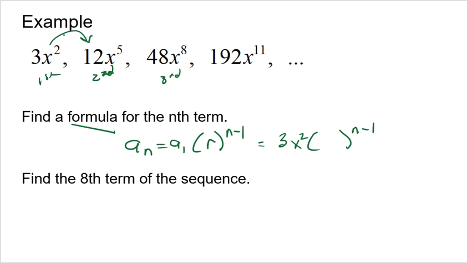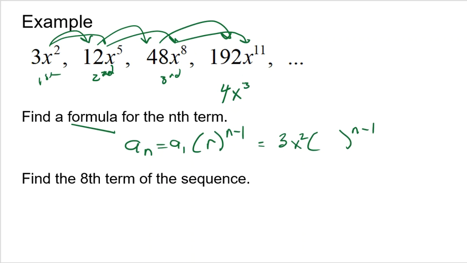Well, it looks like I'm timesing by 4. 3 times 4 is 12. 12 times 4 is 48. 48 times 4 is 192. And then it looks like I'm multiplying by x cubed. If I take x squared, multiply by x cubed, I get x to the 5th. Another x cubed, x to the 8th. Another x cubed, x to the 11th.